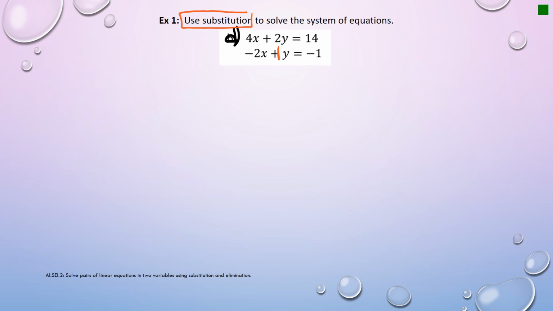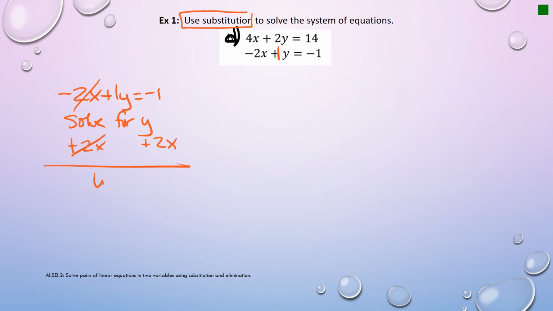So we're going to take this equation, negative 2x plus 1y equals negative 1, and solve for y. If you solve for one of the variables that has a coefficient other than 1, you get fractions. And we don't like fractions. So to get y alone, I'm going to add 2x. So I have y equals 2x minus 1. If I ask Linda what y equals, she's going to say 2x minus 1. So I used this equation.